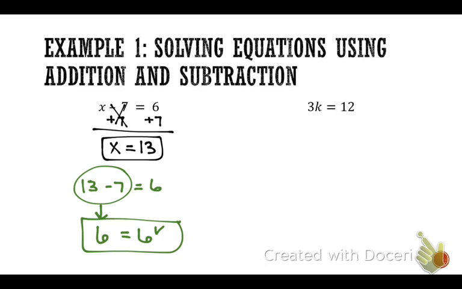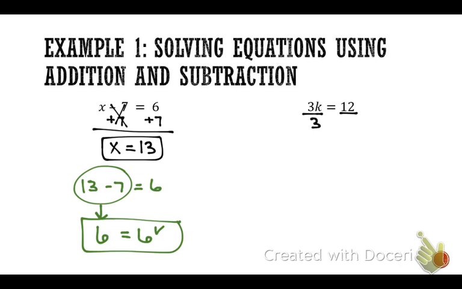3k equals 12. What operation is connected to k? Is it addition? Multiplication. Just tell me. Multiplication, right? So what's the opposite of multiplication? Division. Okay, so what is it, guys? Division. Divide both sides by what?